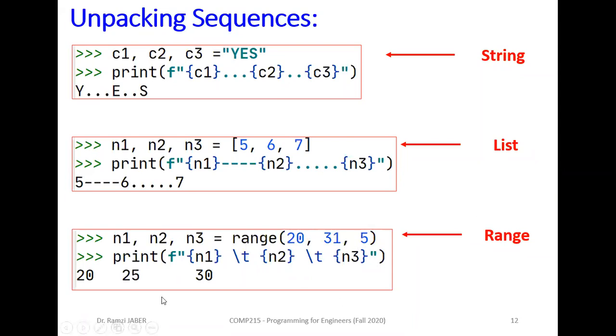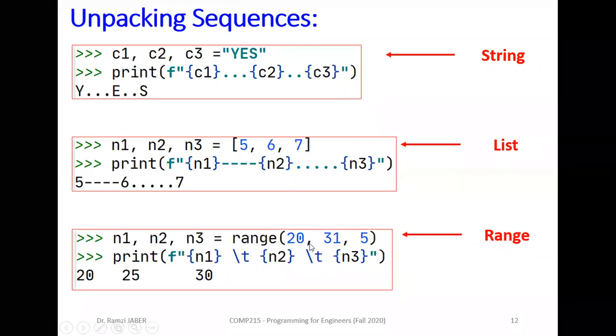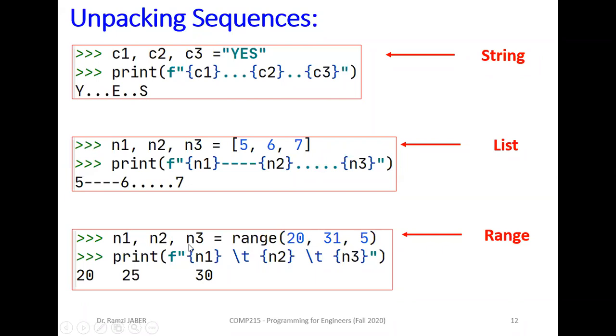So this range will give us 20, plus 5 is 25, plus 5 is 30. 30 is less than 31, that is true. So this range gives us 3 elements, with 3 variables. The same, we can use print with an f-string: n1, backslash t or backslash n or any character, n2, backslash t, and n3. It gives us 20, space, 25, space. As you can notice, the first backslash t gives us around 4 spaces, whereas the second backslash t gives us exactly 8 spaces.